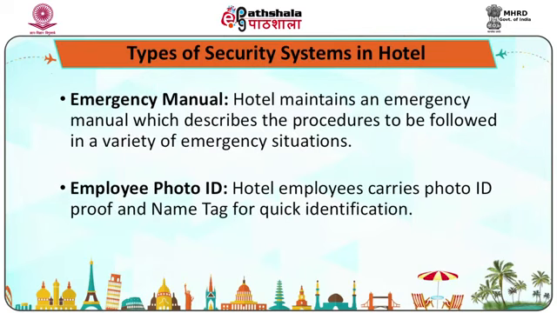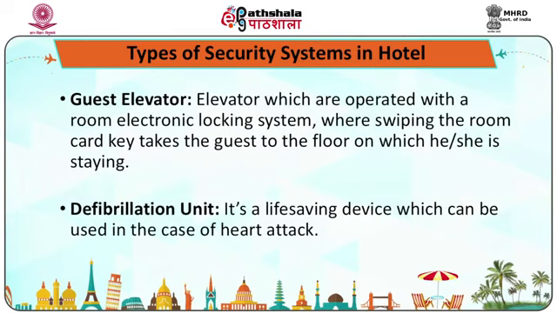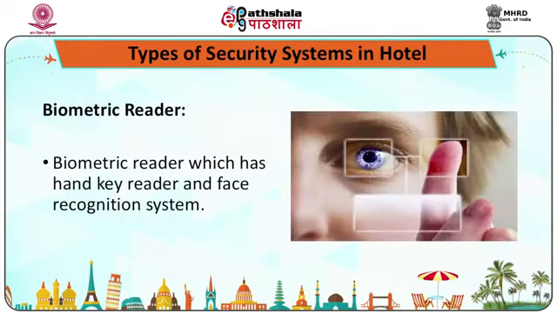Emergency manual. Hotels maintain an emergency manual which describes the procedures to be followed in a variety of emergency situations. Employee photo ID. Hotel employees carry photo ID proof and name tags for quick identification. Guest elevator. Elevators are operated with a room electronic locking system where swiping the room card key takes the guest to the floor on which he or she is staying. Defibrillation unit. It is a life-saving device which can be used in the case of a heart attack. Biometric reader. A biometric reader has a hand key reader and face recognition system.